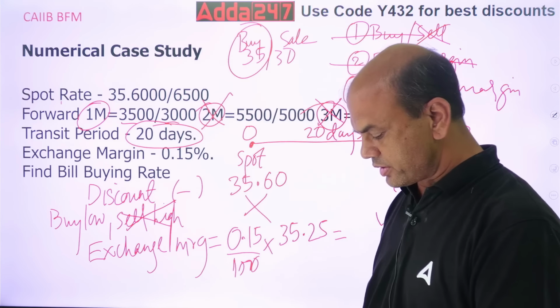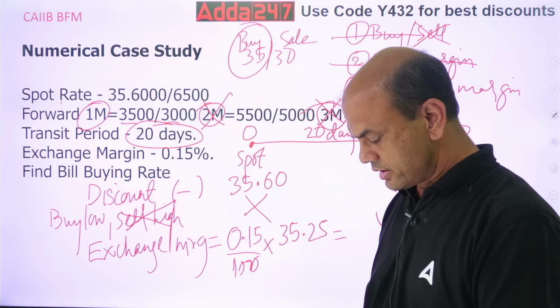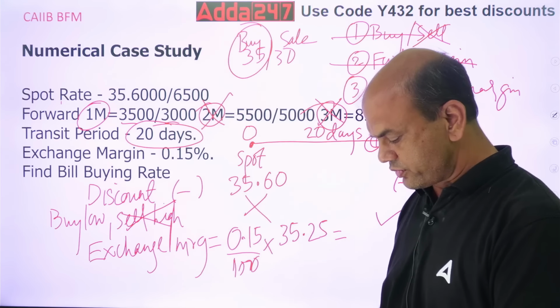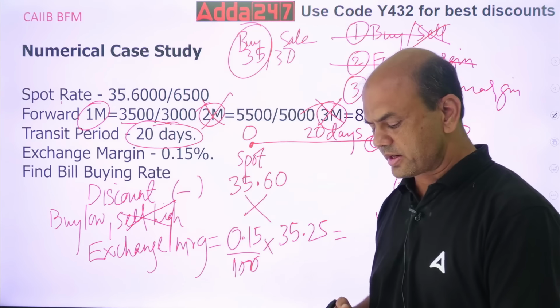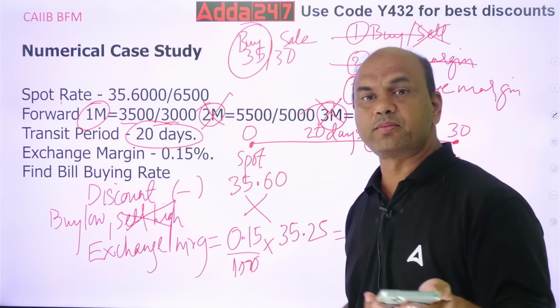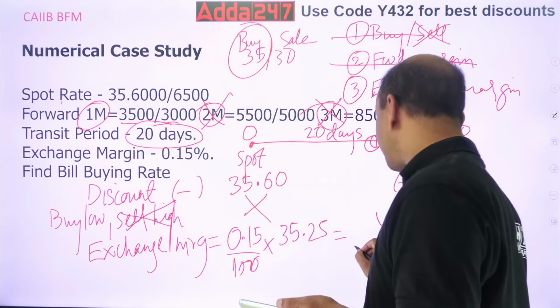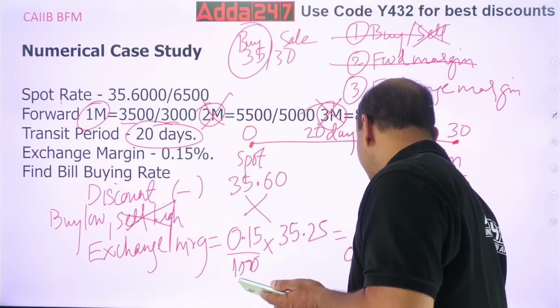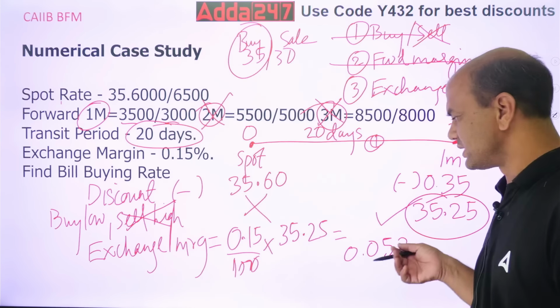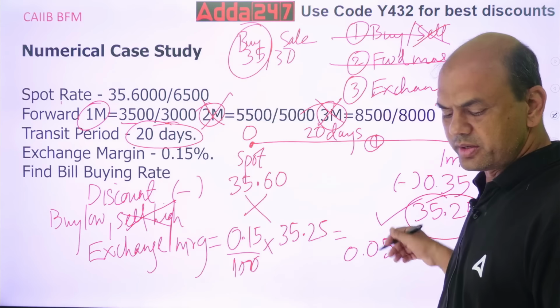0.15 upon 100 into 35.25. So what are you getting? 0.052. Are you getting this? Everyone give me the answer. 0.052, 8 is also there. Take only 2 points. Leave that 8.